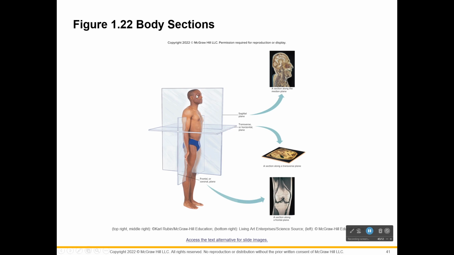So you can see we cut this poor guy right down the middle. Okay, so that would be a mid-sagittal cut. And when you look at it, you can see into the side of his body. So that's a mid-sagittal cut. Here we're cutting a frontal plane. And so when you cut him that way, you can look into the back of the knee, or in this case, the front of the knee.